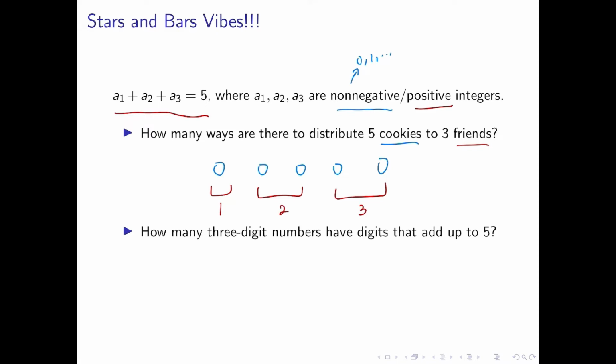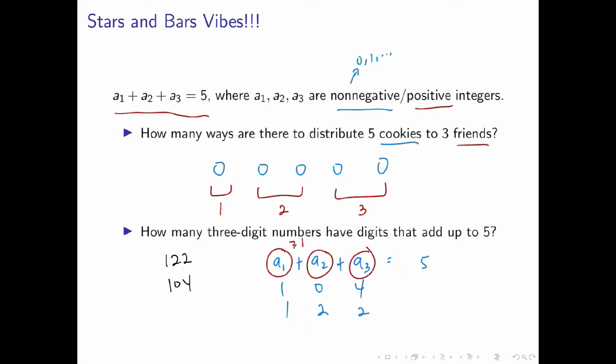Next, how many 3-digit numbers have digits that add up to 5? This is not really an obvious stars and bars scenario, but there are a lot of such numbers: 122, 104, and so on. To write this in terms of stars and bars, let's say a sub 1 is the first digit, a sub 2 is the second digit, and a sub 3 is the third digit. Essentially we just have to find all the possible ordered triples a1, a2, a3. For example, 104 is going to work, and so is 122. In this case, it's non-negative and positive integers combined. A1 must be a positive integer because it's the first digit, but for A2 and A3 we don't have many restrictions.